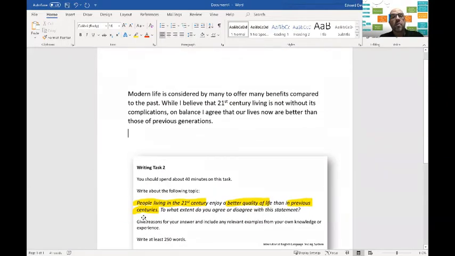So beginning a paragraph, I want to start with a topic sentence, something simple to show what I'm planning to do or what I'm trying to do with this paragraph.